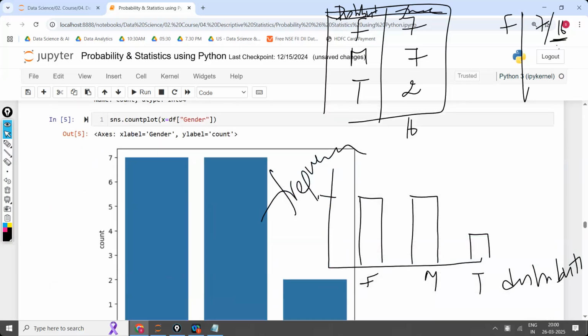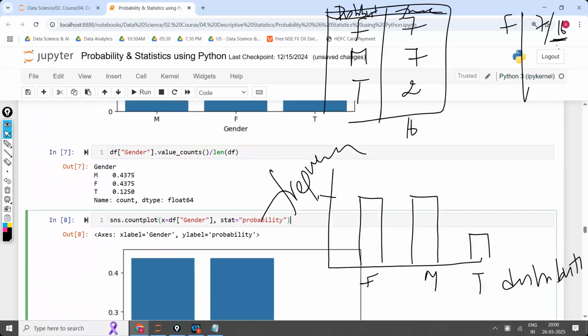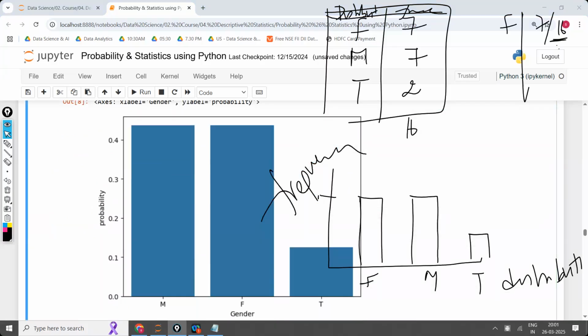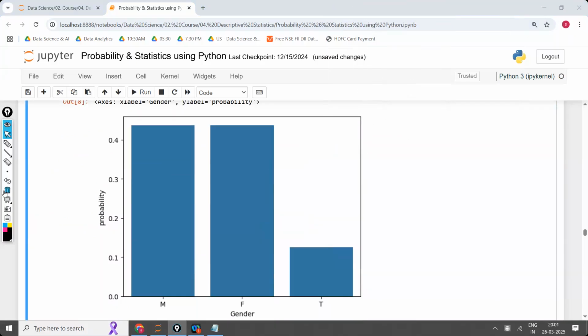So what is the difference between this one versus this one? By default it will take stat is equal to count. If you don't write also it will take the count only. That is the default argument. Count is the default argument. When you want to calculate the probability, you have to write clearly probability. Then you are going to get the output, and what is this distribution? This distribution is called the probability distribution. All of them are clear, guys?